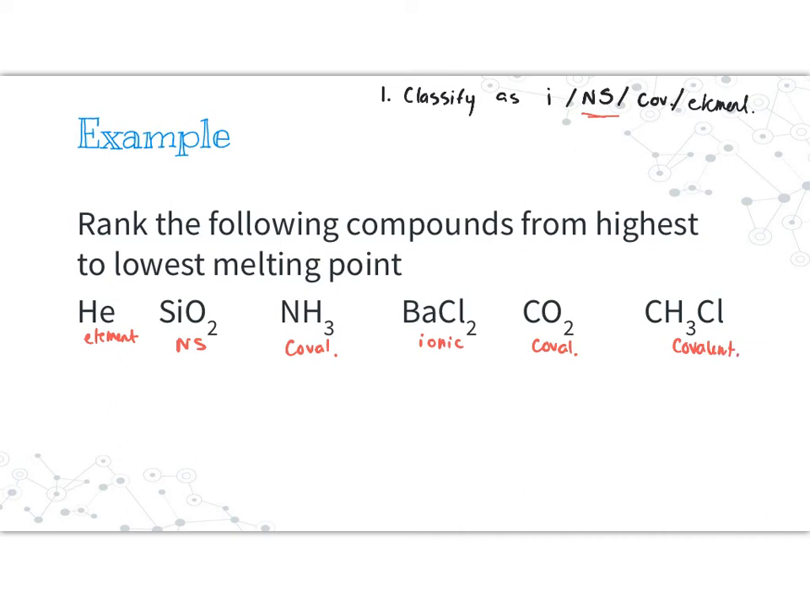From there, I need to take a look at my covalent compounds and decide on their structures. So I'm going to draw a Lewis dot diagram for each of those. I don't need to draw a Lewis dot diagram for a network solid or an element or an ionic compound. They don't get assigned intermolecular forces. So we're done. This is the strongest force possible there for those guys. CO2 and CH3Cl.